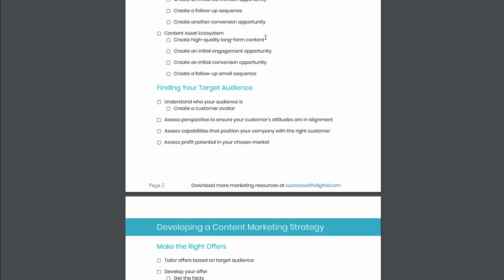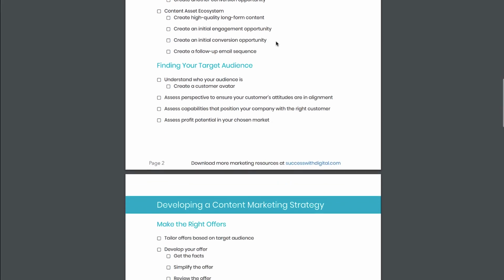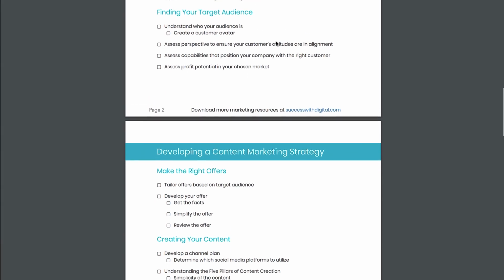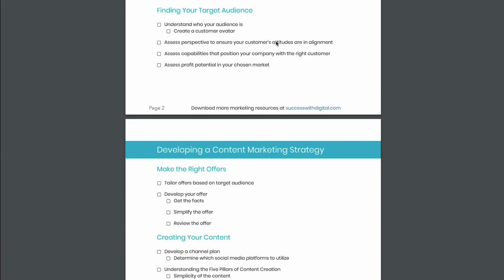Once you have that out, it's really about mapping the type of content that you need. When you're looking at your content marketing goals, you also need to understand who your target audience is. When you're writing or building content, you want to build it in a way that's going to speak to them. Content is not about your product or service being understood. Content is about your audience feeling understood. So it's really important to make that distinction. So assess their perspectives, their capabilities, and really assess the profit potential in each of your chosen markets or with each of your target audiences.